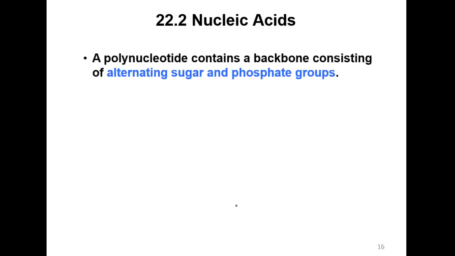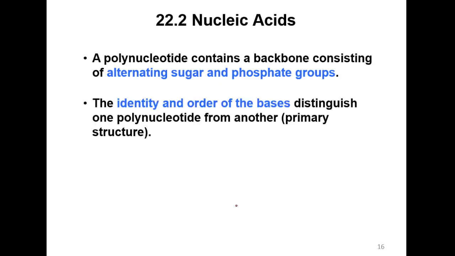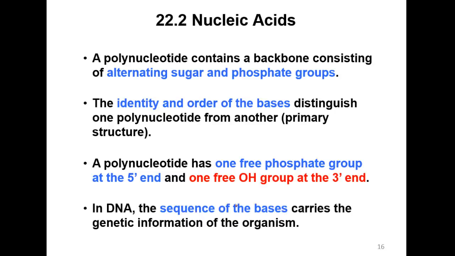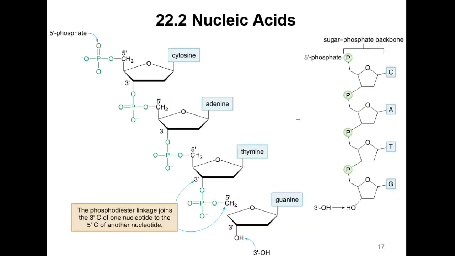A polynucleotide contains a backbone consisting of alternating sugars and phosphate groups. The identity and order of the bases distinguish one polynucleotide from another, the primary structure. The polynucleotide has one free phosphate group at the 5 and one free OH at the 3. In DNA, the sequence of the bases carries the genetic information for the organism. So at the bottom of your chain, you have a free OH.